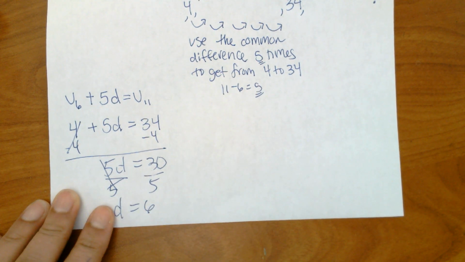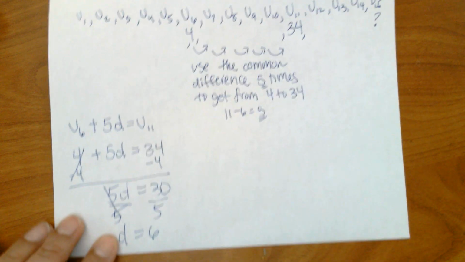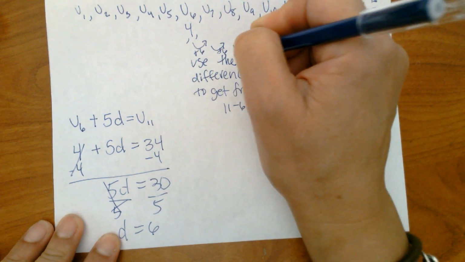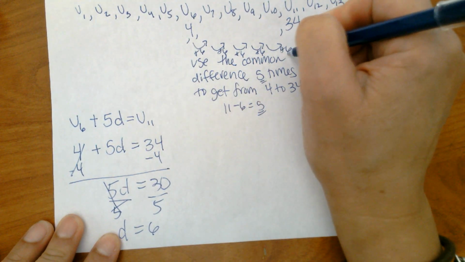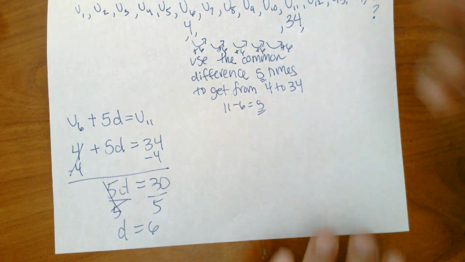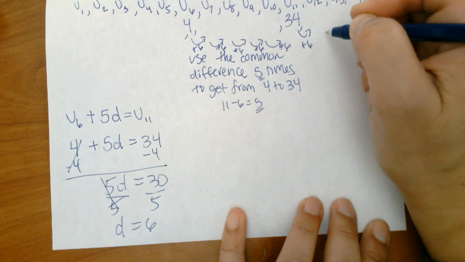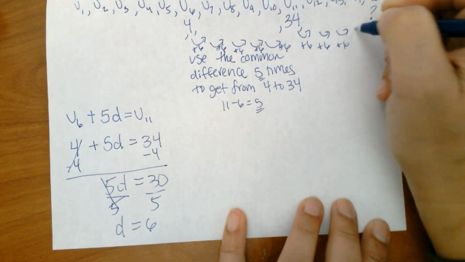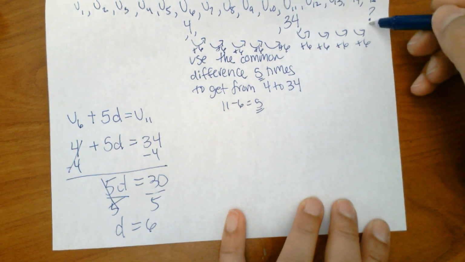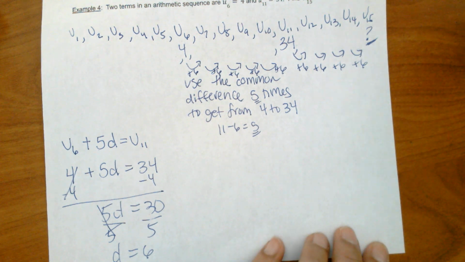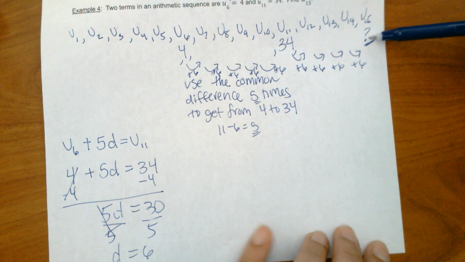Oh, we got a common difference. So if we added 6 plus 6 plus 6 plus 6 plus 6 plus 6, we're going to get to 34. So we can use that common difference, and if you want to just keep adding 6, you're going to get to u sub 15. Because we have our common difference, you could just keep adding 6. Go for it. You're going to get to your answer.